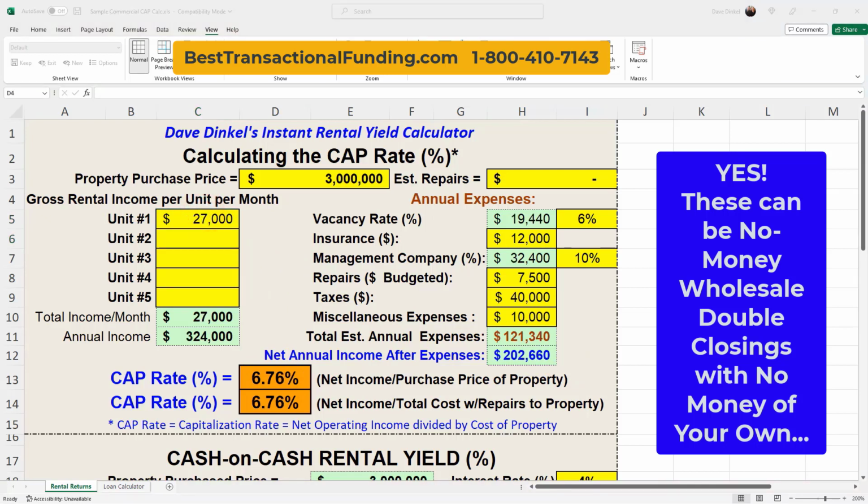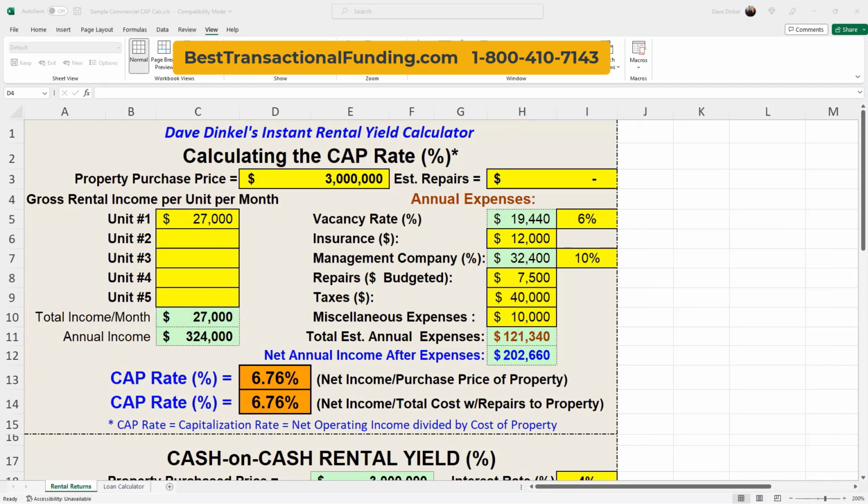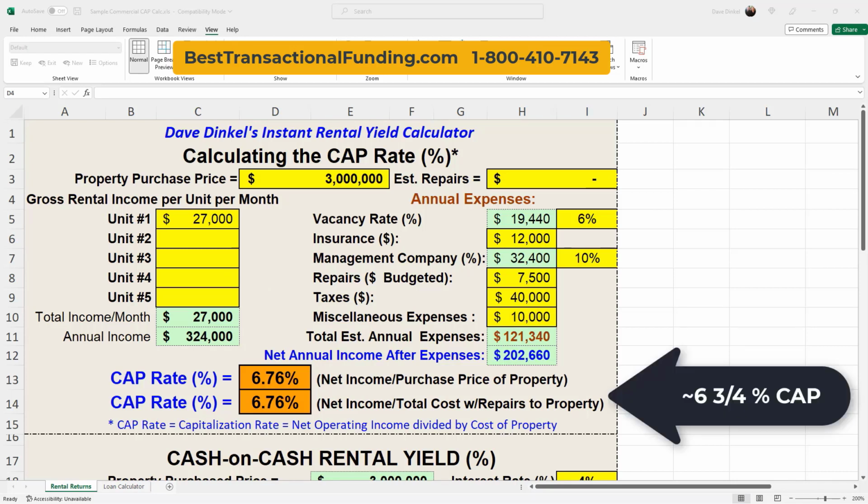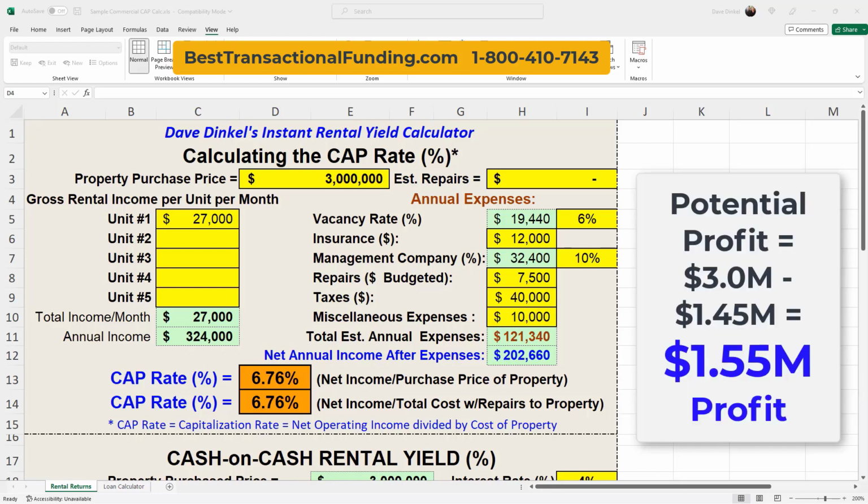So what I've done is I've picked a number now of $3 million. And at $3 million, the cap rate to the buyer is 6.76%, as you can see. What that means to us as a wholesaler, we bought something for $1.45 million, sold it for $3 million, and the spread in between is our profit on the transaction.